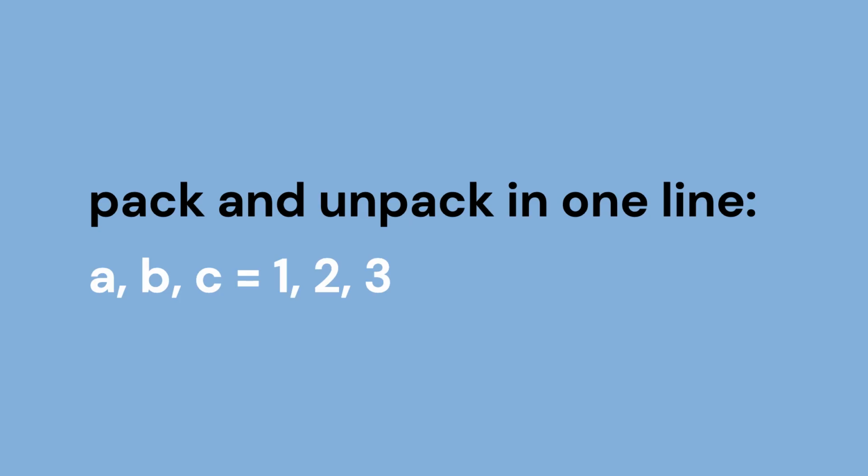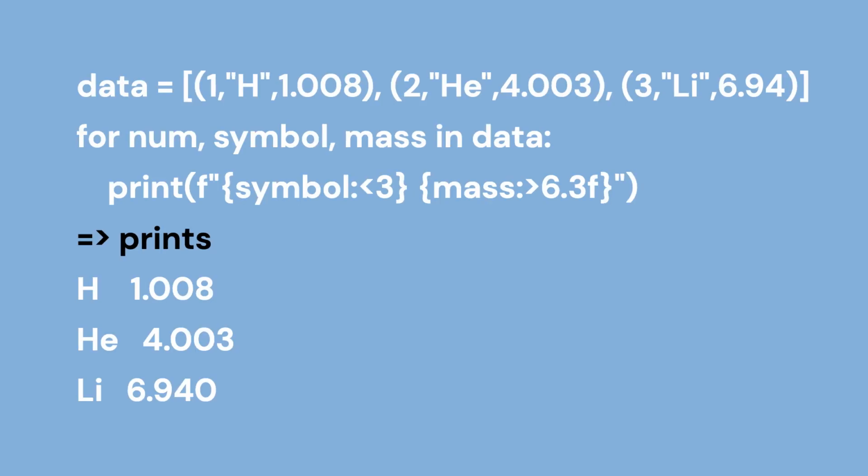Parallel assignment. You can pack and unpack in one line. a, b, c = 1, 2, 3. Here, the right-hand side is a tuple, but the left-hand side is just three variables. Or use it in a loop with nested data.